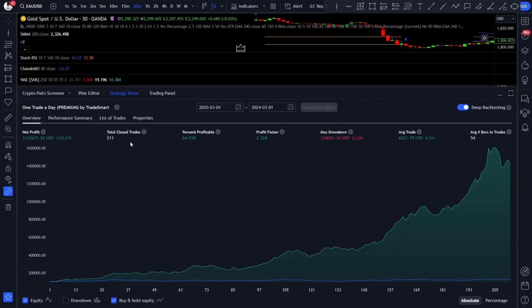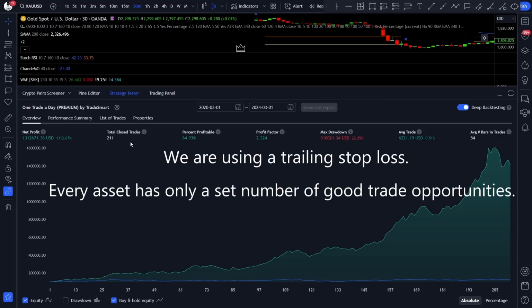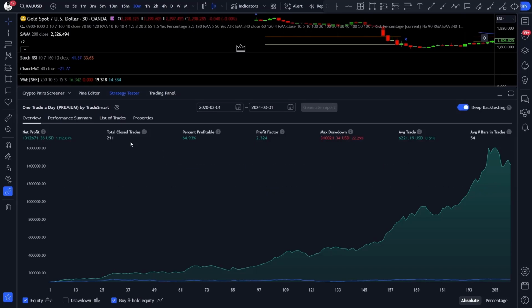211 trades might seem a bit low, but hear me out. First of all, we are using a trailing stop loss, which can make the strategy stay in the same trade for days, and that can cause the strategy to not enter into other valid positions until the first trade is closed. Second, and I said this before, on every asset there are only a set number of good trades that you can take with a strategy. So what I'm trying to say is that you can't force a strategy to enter into more trades when there isn't a good setup. So 211 trades, in my opinion, is decent. That means that throughout these 4 years, you would have at least 2 to 5 trades each month.